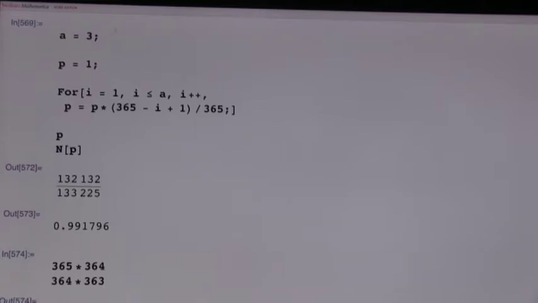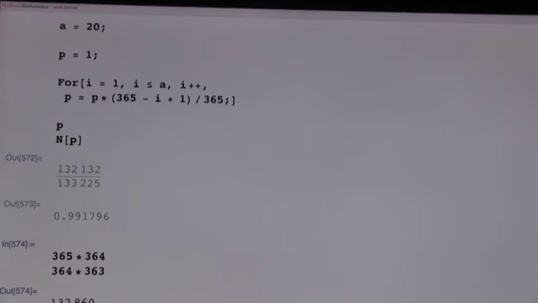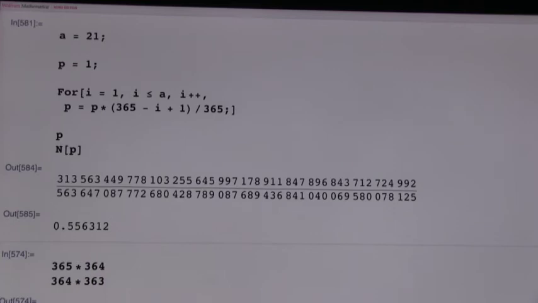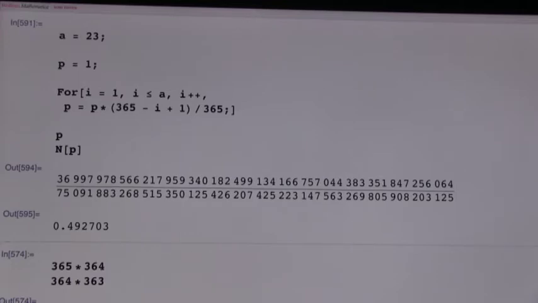And so now we just want to find when this probability of everyone having different birthdays is less than a half, 0.5. Okay, so let's go to 20. Well, that's a big fraction. 0.588. So we're still a little above. Okay, 21. 0.556. 22. 23. 0.493. There we go. So with 23 people in the room, it's slightly less than a 50% chance that everyone has a different birthday.